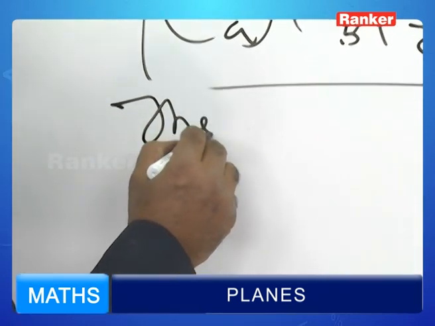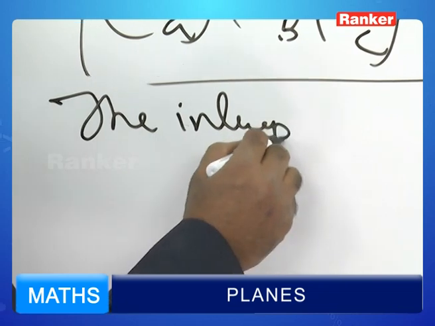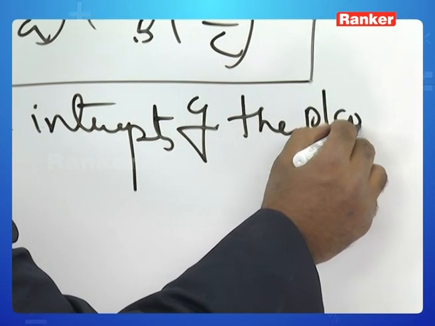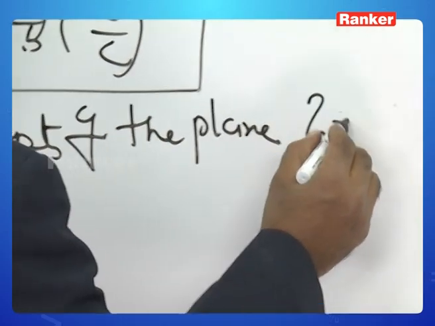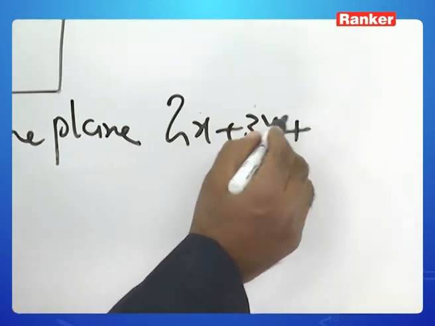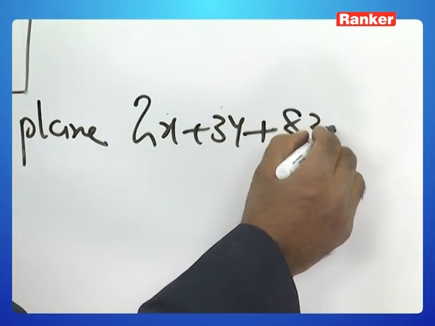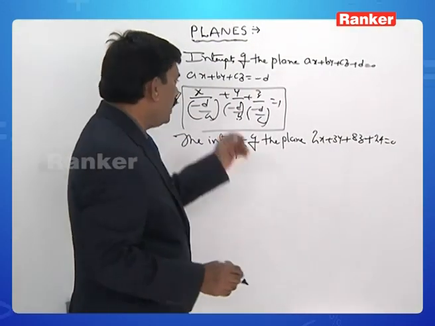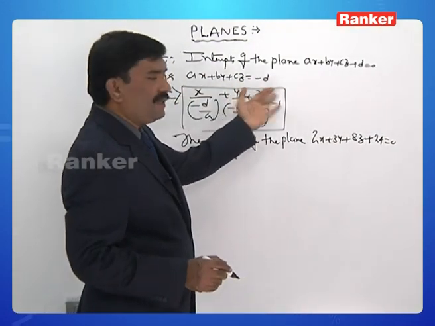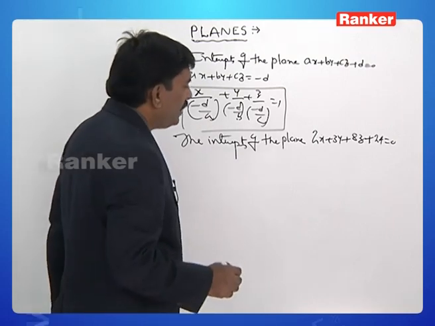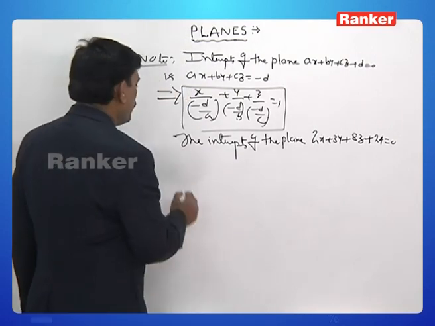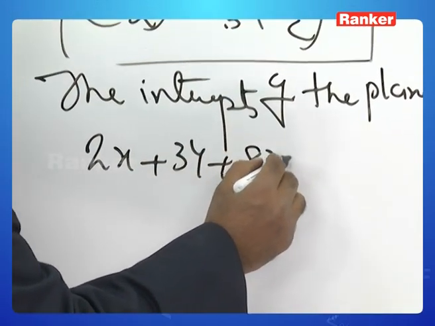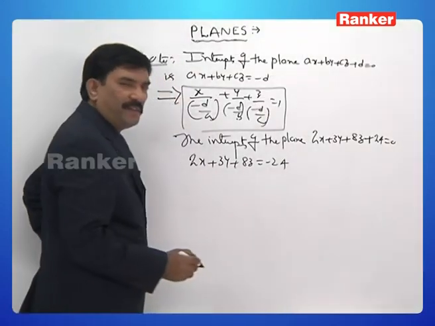Now by taking the intercepts of the plane 2x plus 3y plus 8z plus 24 is equal to 0. As I told, transfer d to what? RHS. Here d is a what? 24. I can write this one as 2x plus 3y plus 8z is equal to minus 24.